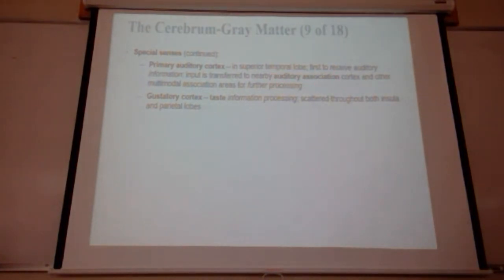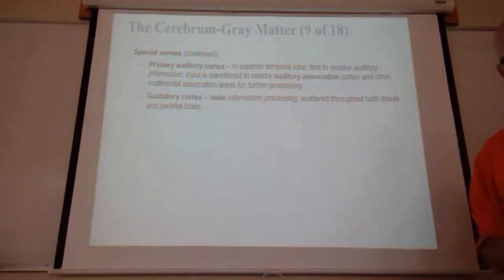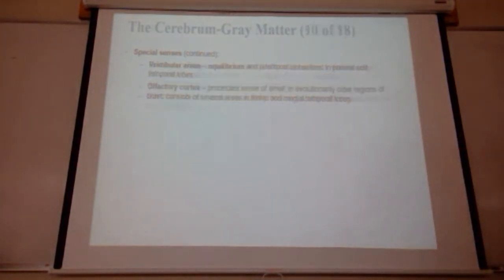The gustatory cortex is where we get our taste processing. These areas are scattered throughout the insula and both parietal lobes. What we are going to learn later on in the semester is that the sense of taste is very intimately combined or associated with smell. Taste and smell go together very well. How many of you have had a bad cold, your nose has been really clogged up, and nothing seemed to taste right? That's because taste and smell are closely linked.